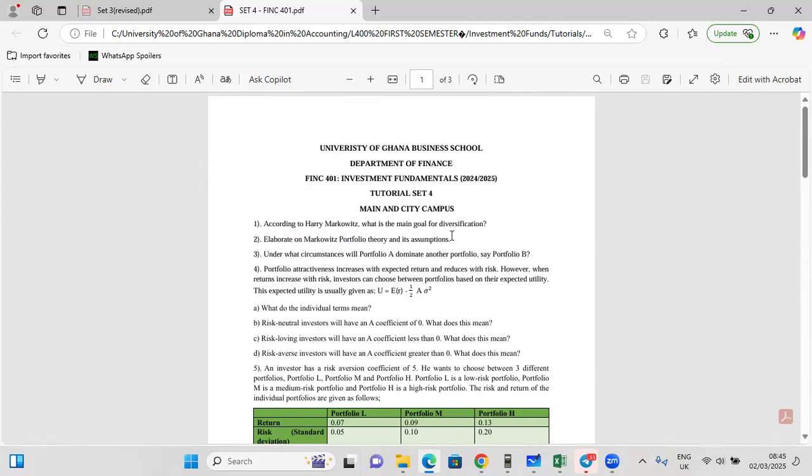So if you have some assets in a portfolio that actually move in the same direction, then it means that they are positively correlated, which have a higher risk.